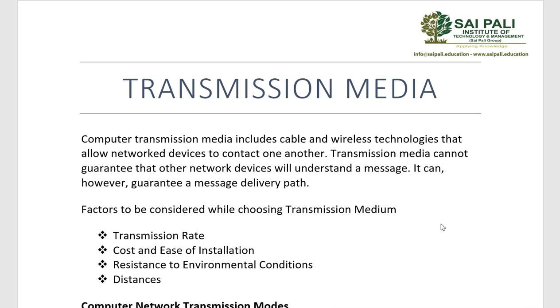Transmission media. Computer transmission media includes cable and wireless technology that allow network devices to connect to one another. Transmission media cannot guarantee that other network devices will understand a message. It can, however, guarantee a message delivery path. So basically, this transmission media is actually the path where our data goes.